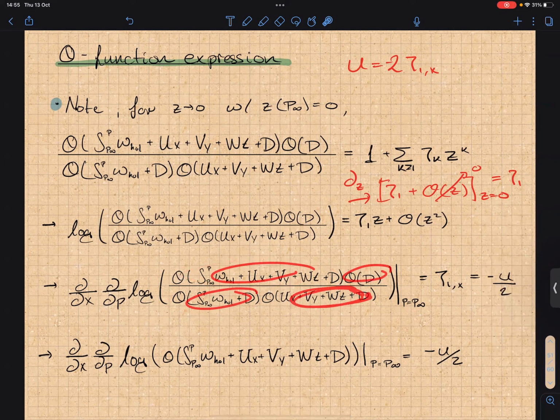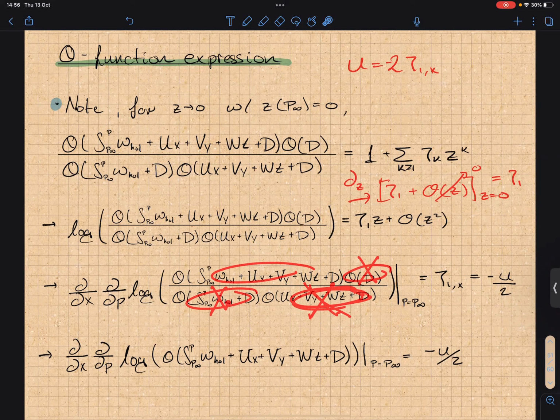And when I take the derivative with respect to p, I see that this term does not depend on p. So when I take a derivative with respect to p, this term disappears. Then I take a derivative with respect to x. I see that this term doesn't depend on x, and this term doesn't depend on x. And since it's a linear combination due to the log, these terms just drop out.